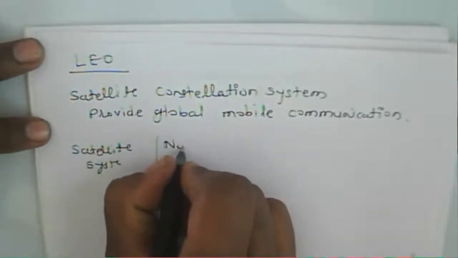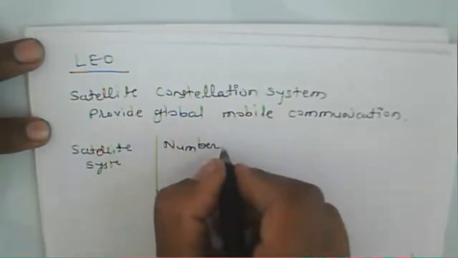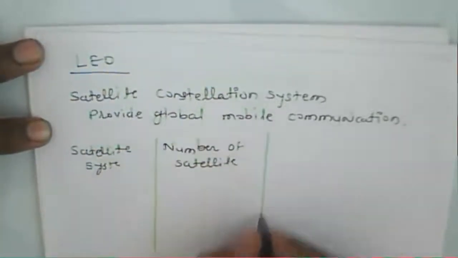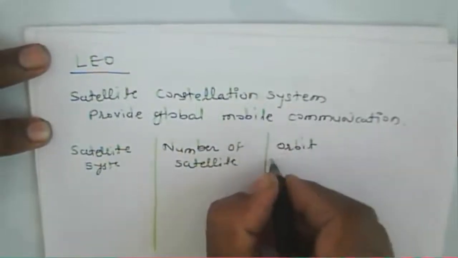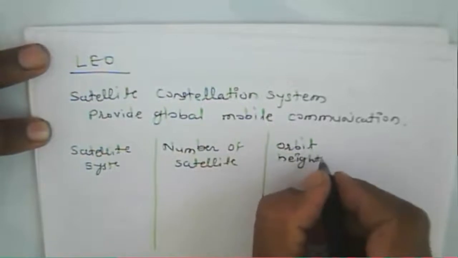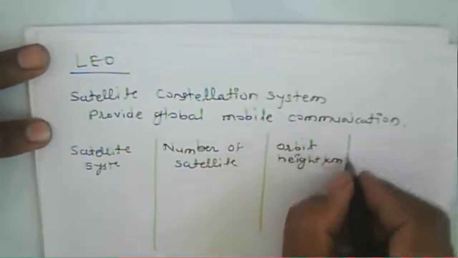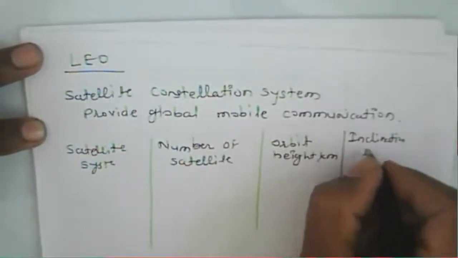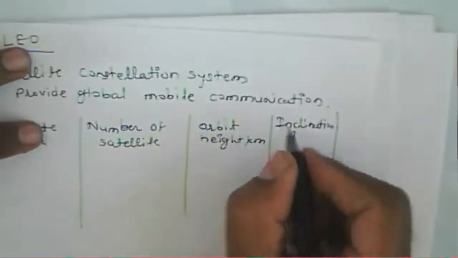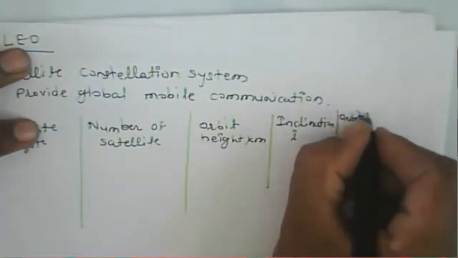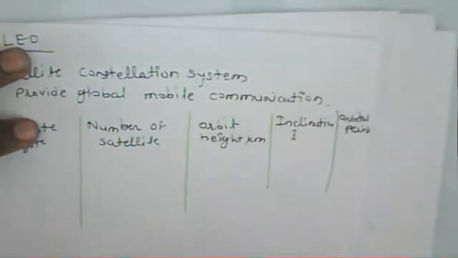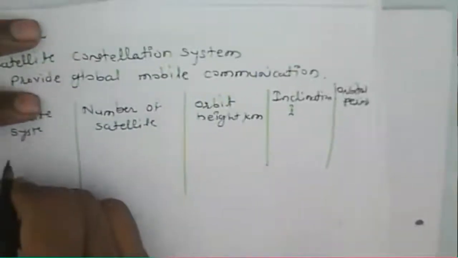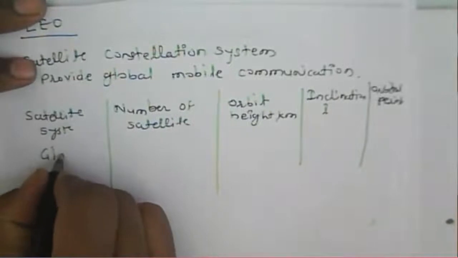Now consider a satellite system. What do we have for each system? The number of orbits or number of satellites, then the orbit height, that orbit height in terms of what? Kilometers. Then the inclination, that is I, and then the orbital period.